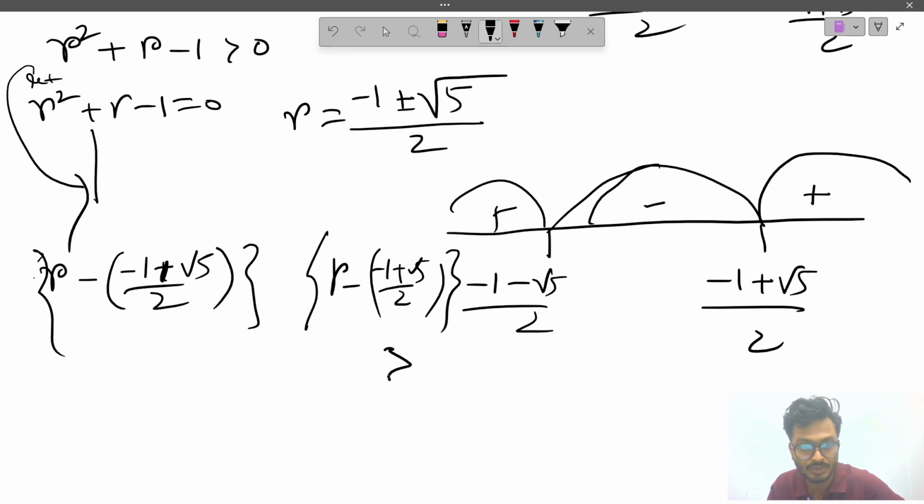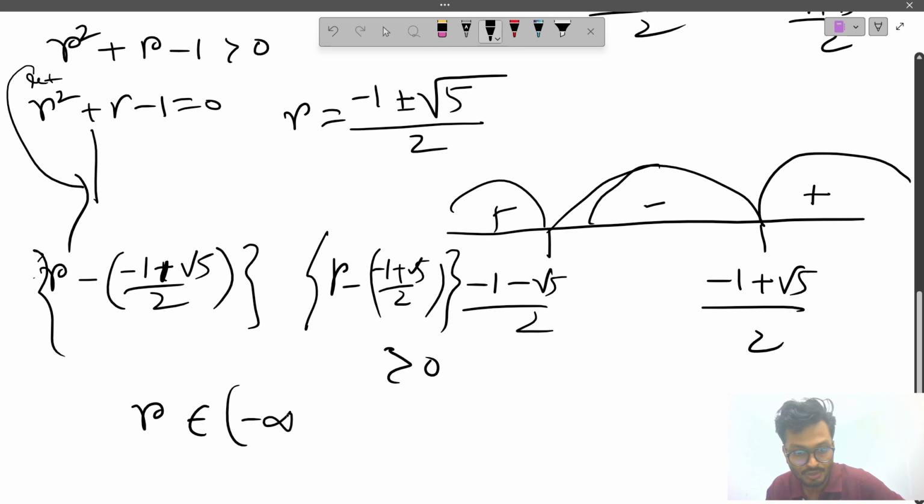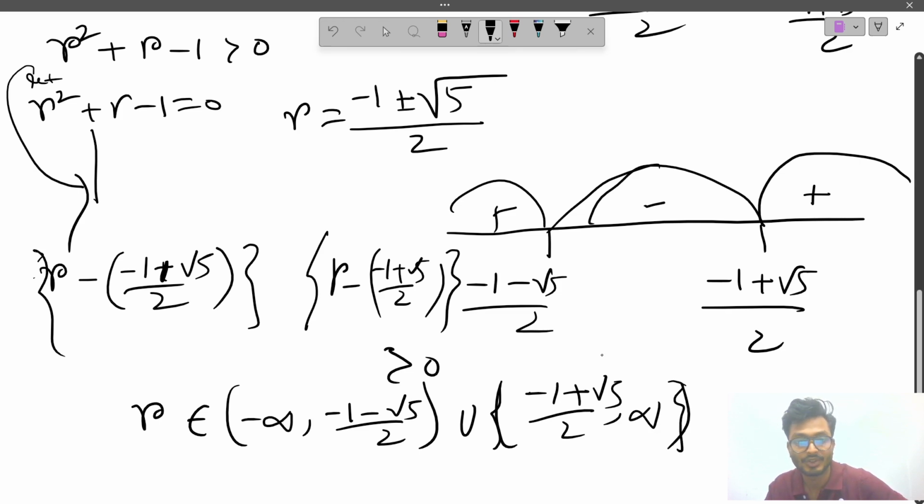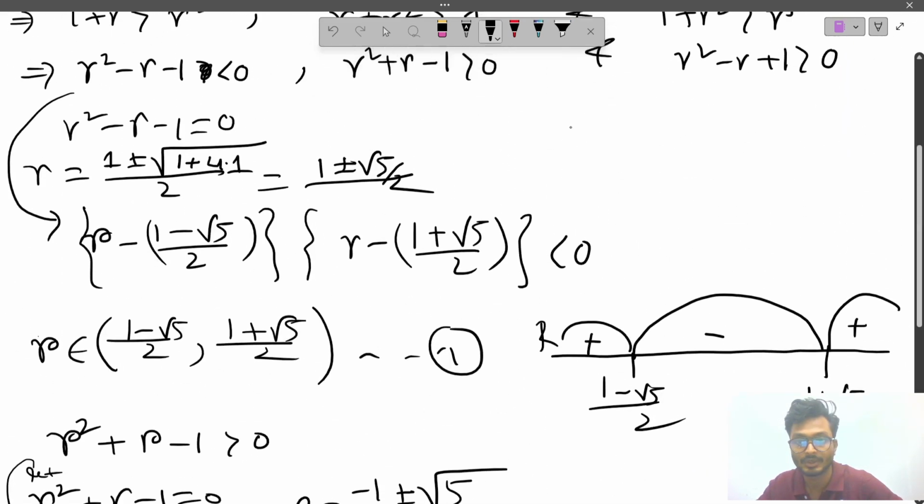So this thing is greater than 0. So r belongs to (-∞, (-1 - √5)/2) union ((-1 + √5)/2, ∞), like this, right? And for the third equation, what is our third inequality?